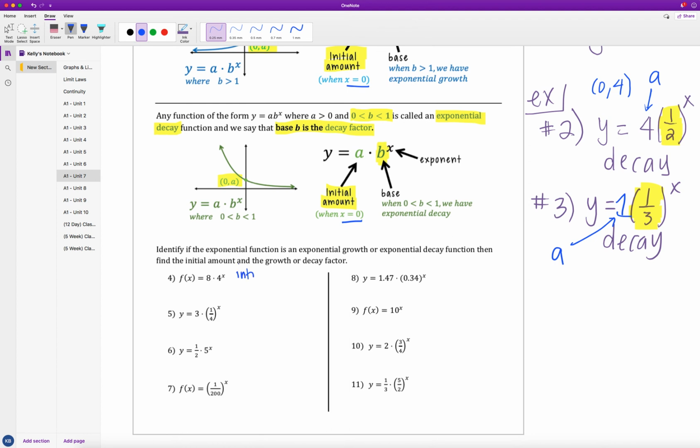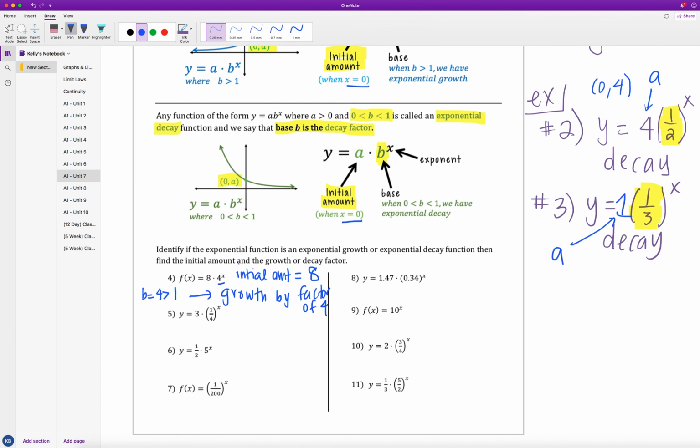I'm going to start with our initial amount. So I'm going to shorthand amount with a and t. So for our initial amount, remember we're looking for that a value. So which one of these is our a value, 8 or 4? Our a value here is going to be 8, so our initial amount will be 8. Now we have to decide, is it a growth or a decay? To figure that out, we want to look at the base. So our base in this example is 4, and since 4 is bigger than 1, we have an exponential growth, and it's growing by a factor of 4.